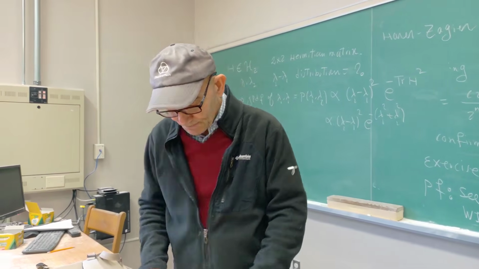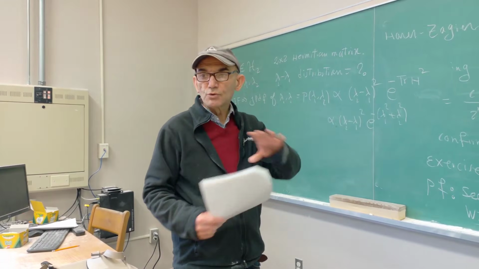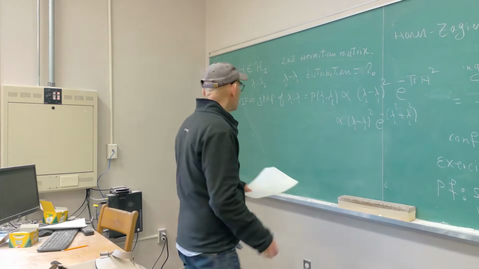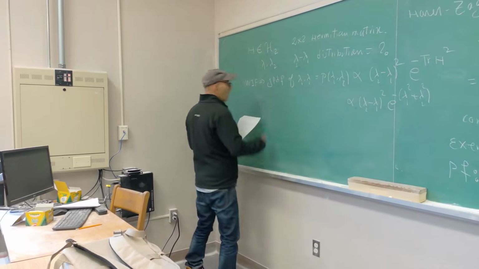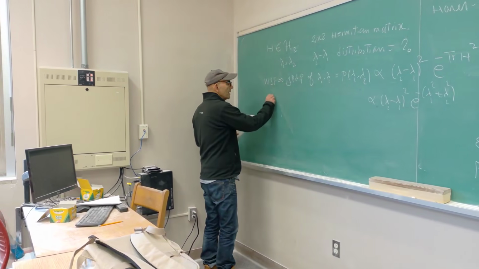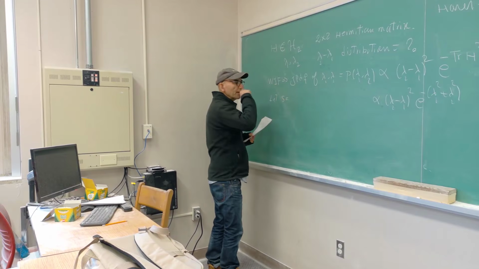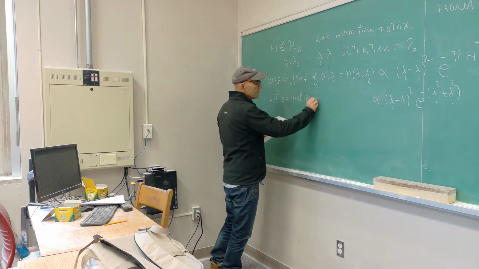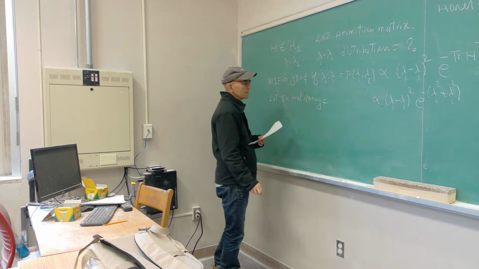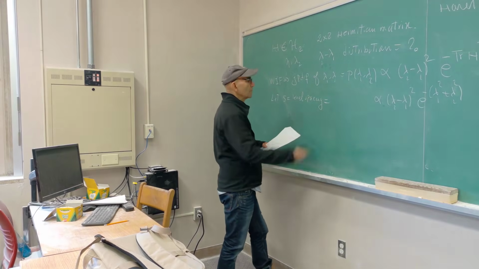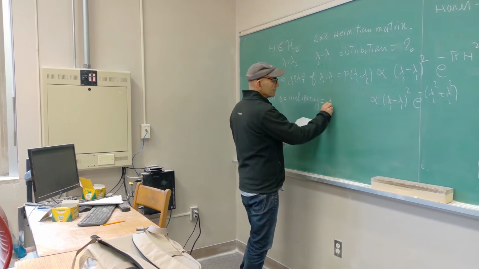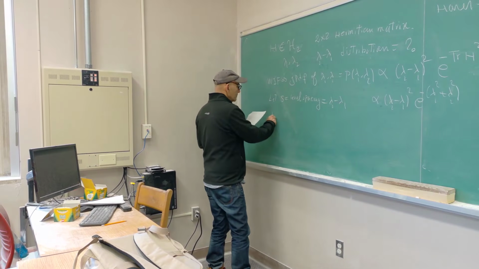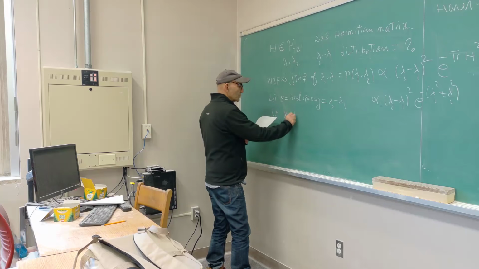But what we can do is go to a different coordinate system to separate them. The trick is, it's always like this. Let S, the level spacing, be equal to lambda 2 minus lambda 1. And you introduce another variable, x, equal to lambda 2 plus lambda 1.